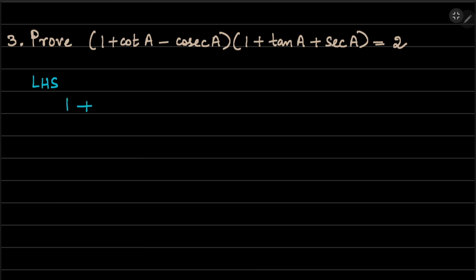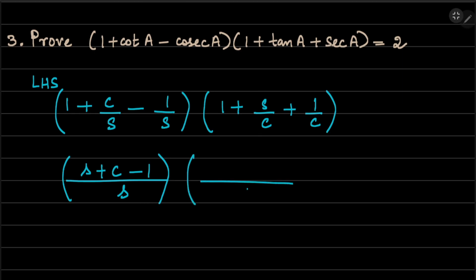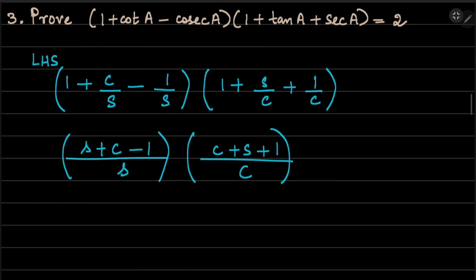So take your LHS. 1 plus, what is cot? Cot is nothing but cos by sine. I'm just writing cos as C, sine as S. Minus cosecant, which is nothing but 1 by sine, multiplied by 1 plus tan, which is sine over cos, plus secant, which is 1 over cos. This is my LHS. Take the LCM. Sine is the LCM, so you have sine plus cos minus 1 on one side. And for the second term, take cos as LCM, so you have cos plus sine plus 1 in the numerator.